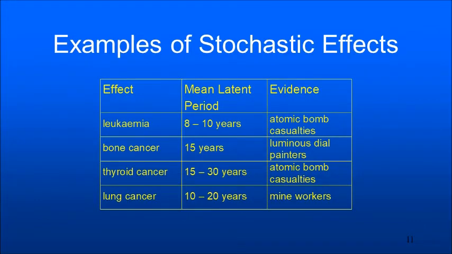Some examples of stochastic effect: leukemia, which actually takes about 8 to 10 years, in the atomic bomb casualties; bone cancer, 15 years, in the dial painters; thyroid cancer, somewhere between 15 and 30 years, in the atomic bomb casualties; lung cancer, 10 to 20 years, in mine workers. These values are not very accurate, in the sense that different books give slightly different values. So don't get worried if I have a different value in another place for the same type of tumors.